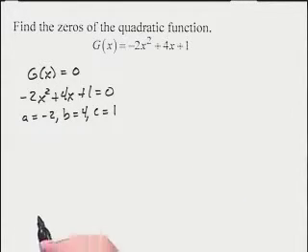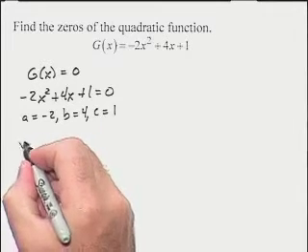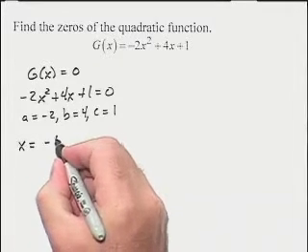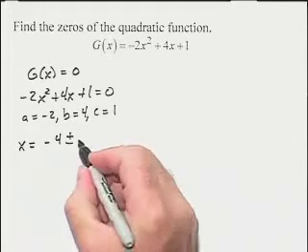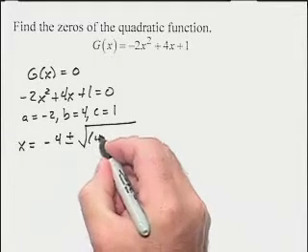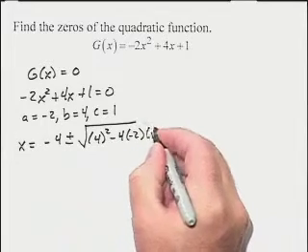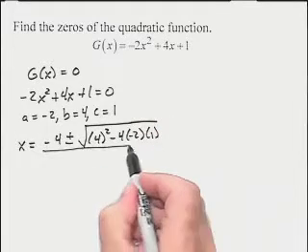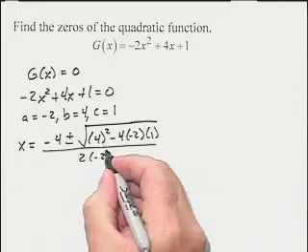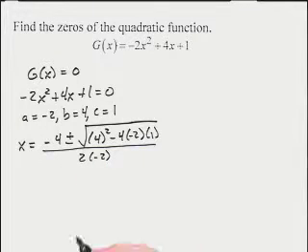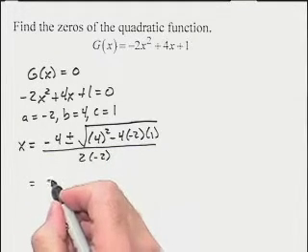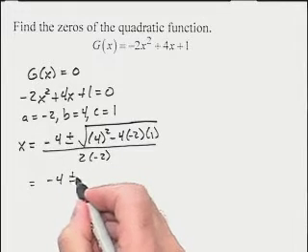If we plug these into our quadratic formula, we get x is equal to negative 4 plus or minus the square root of 4 squared minus 4 times negative 2 times 1. And then all of that is over 2 times negative 2. So it'll give us negative 4 plus or minus.